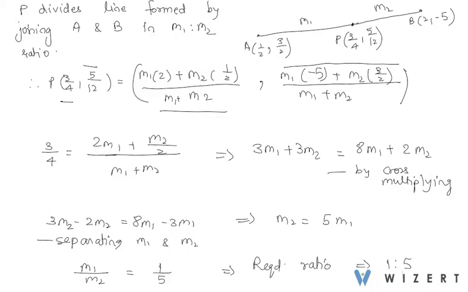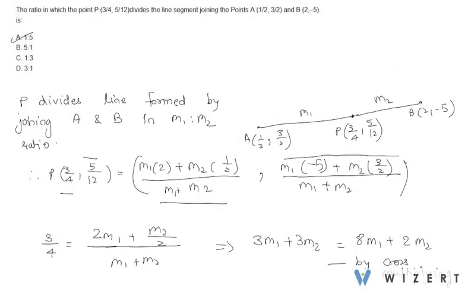Let's see what the options are. Yes, the answer is option A, 1:5.